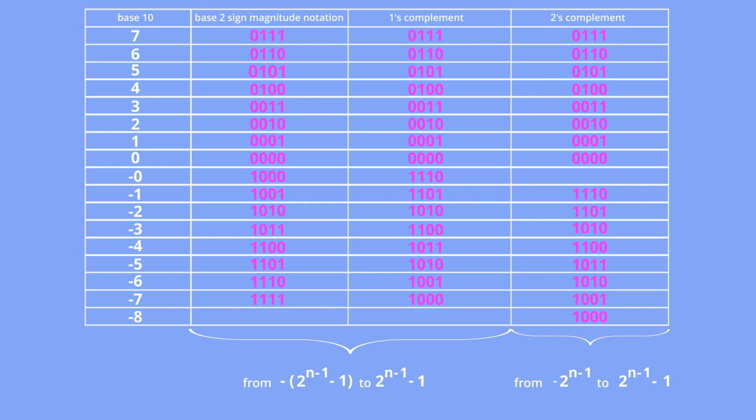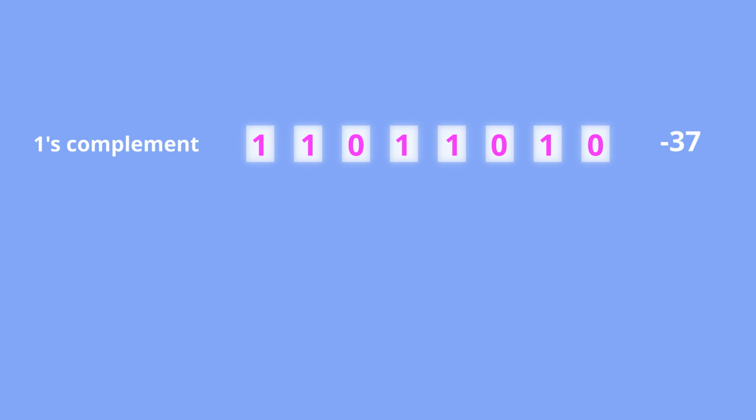This shift is obtained by adding 1 to each negative number, including negative 0, in 1's complement. For example, this is 8-bit 1's complement of the number negative 37. To obtain 2's complement of this number, we need to add 1.